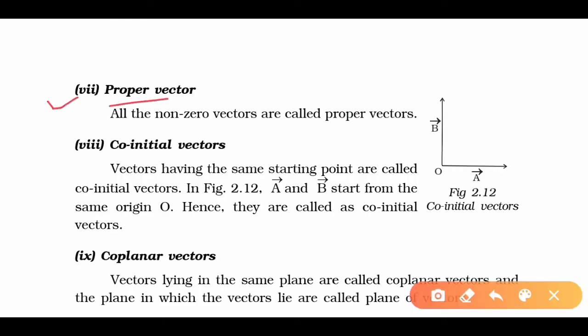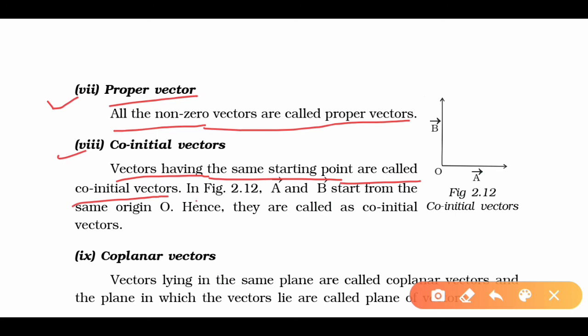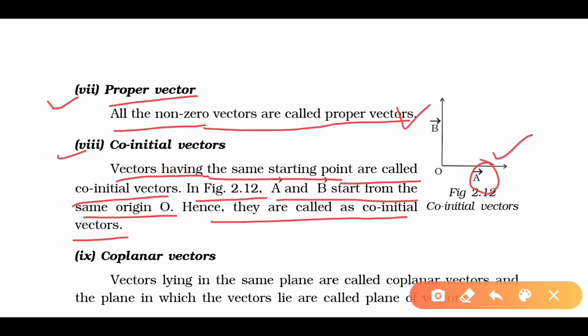Seventh, proper vectors. All the non-zero vectors are called proper vectors. Eighth, co-initial vectors. Vectors having the same starting point are called co-initial vectors, as shown in figure 2.12. A vector and B vector start from the same origin O, hence they are called co-initial vectors. These A and B both are co-initial vectors because the starting point is the same.